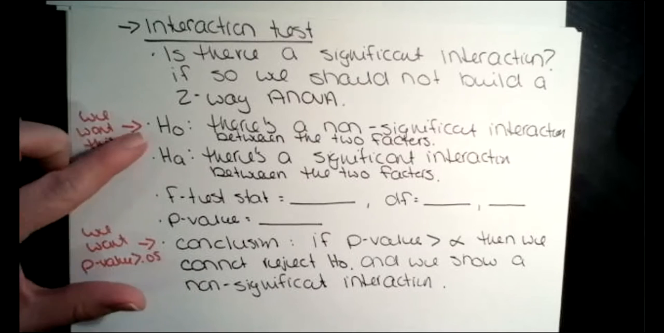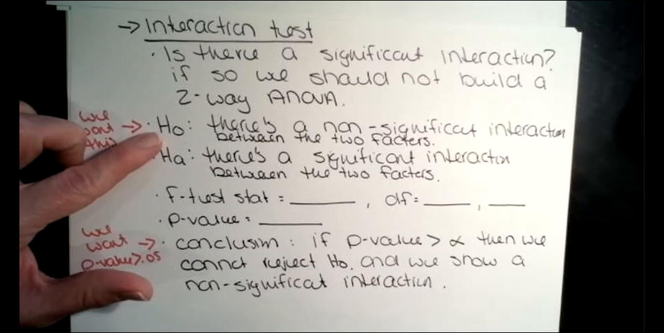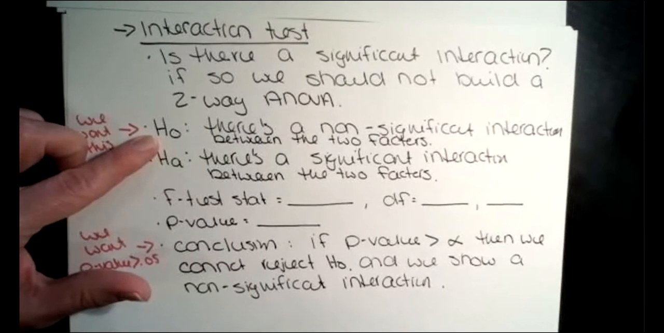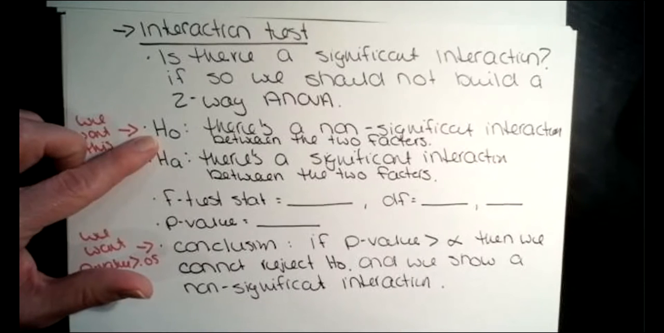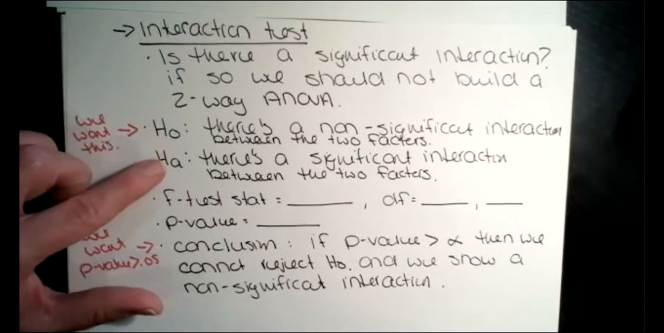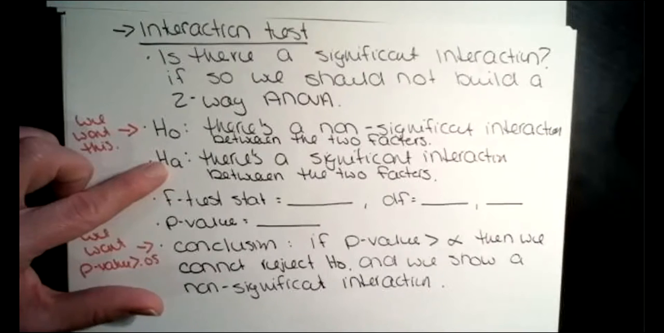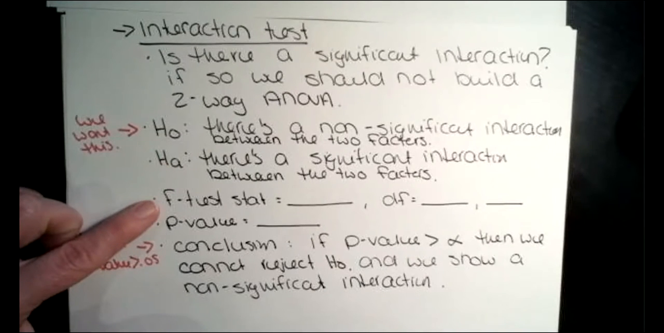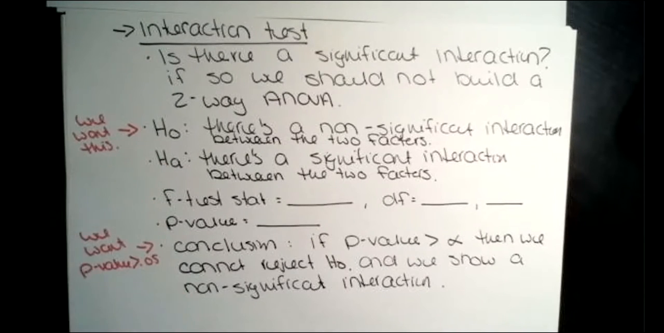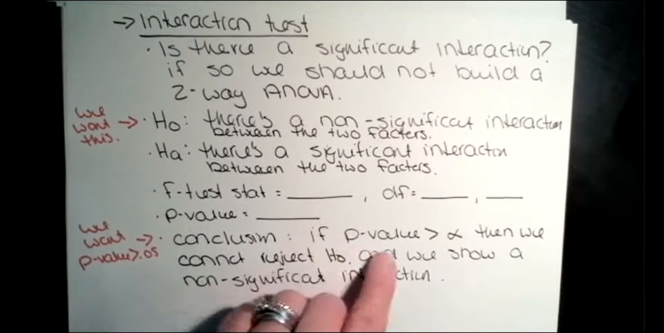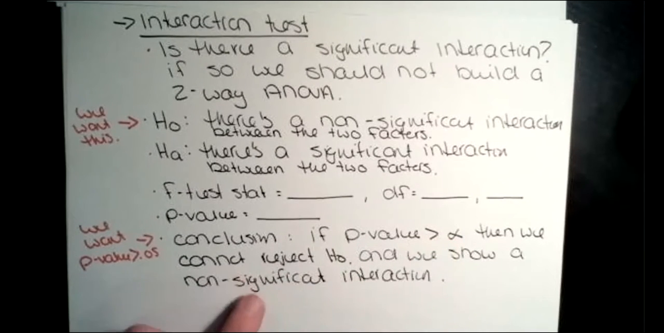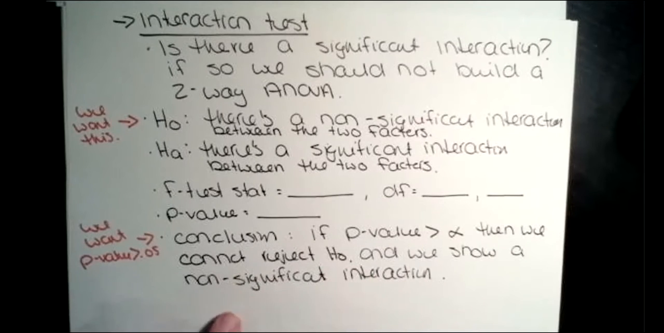So it's a quick write-up. My null, there is a non-significant interaction, or you could say no significant interaction. There is not a significant interaction, something like that. HA, there is a significant interaction. Report F, degrees of freedom, P, and then a quick write-up. I don't even need to see this part. You could just say, we do not show a significant interaction, or we do show a significant interaction, something like that, okay? You could just do a quick conclusion.